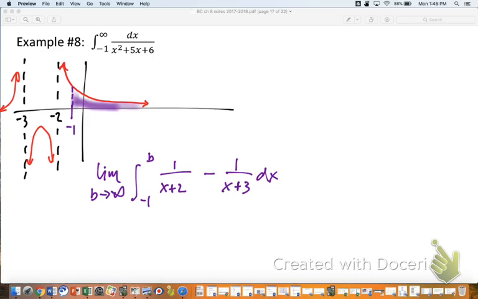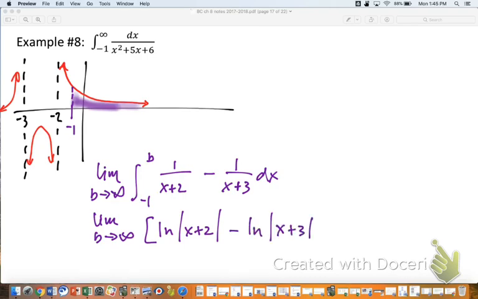Okay, so then what is almost always involved in a partial fraction decomposition? Natural logs. It's pretty much always going to be, for us at least, in there. So we'd go limit as b approaches infinity of natural log of x plus 2 minus natural log of x plus 3 evaluated from -1 to b. Okay, then you try out your FTC1.